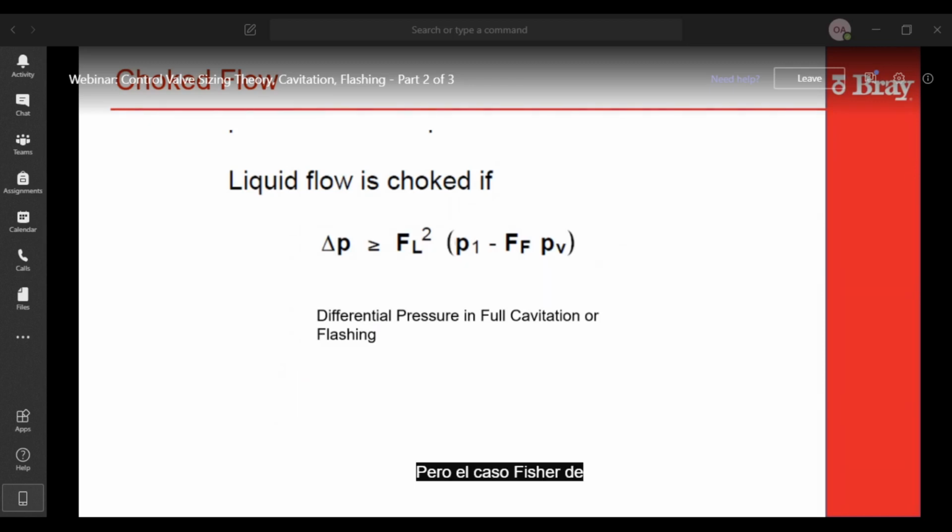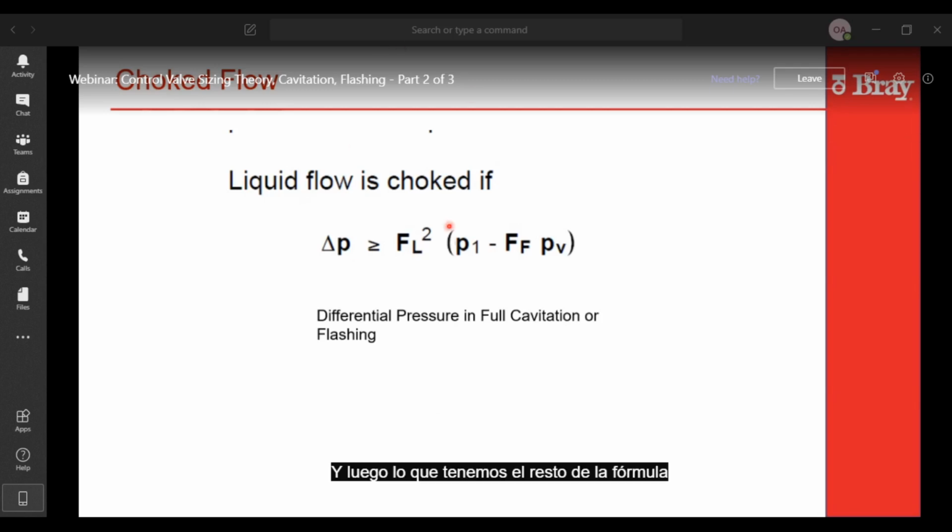But the Fisher K sub M, basically what it was is this F sub L squared. So the K sub M in the Fisher formula is the F sub L squared. Since it's used as a squared number in the formula, they just squared it in advance. So if you're comparing their formula, their K sub M is equal to F sub L squared, approximately.